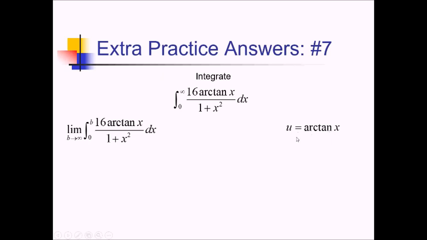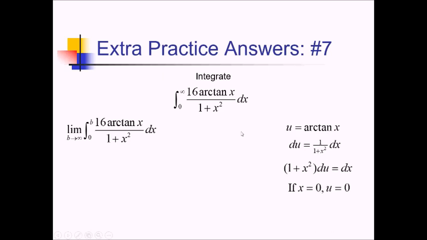So then du is going to be 1 over 1 plus x squared dx. Which means if I multiply both sides by 1 plus x squared, we have 1 plus x squared du is going to be the same as dx. Now I also need to turn these x values into u values. If x is 0, then u is going to be the arctan of 0. And what is the arctan of 0? That is the angle between negative and positive pi over 2 that has a slope of 0. That would just be 0.